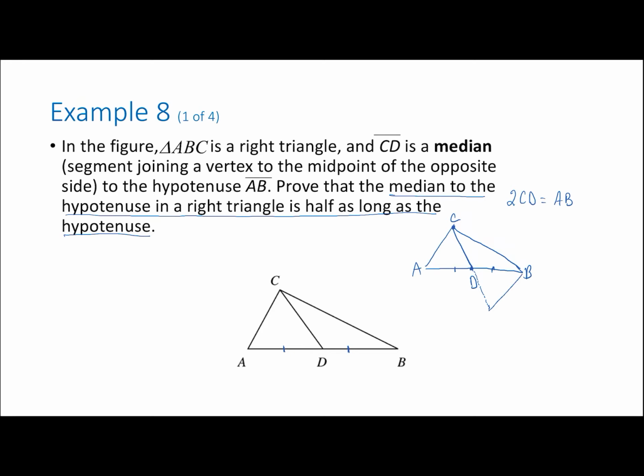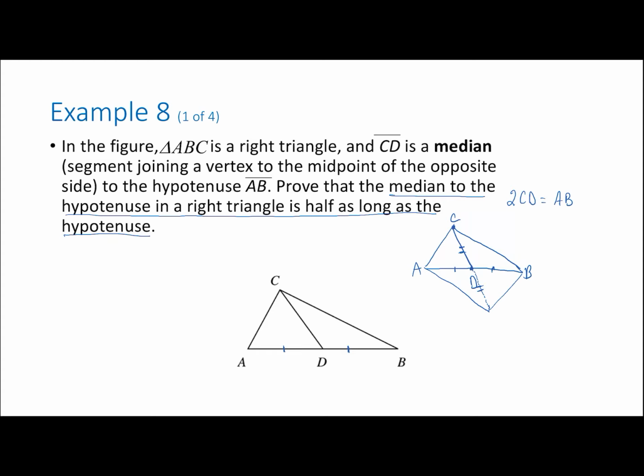So, how do we do that? Well, there could be a number of ways that you approach it. The first thing that comes to my mind is that if CD is half the length, then let me extend this out in this direction. And if I extend that out, then I can make another triangle here.